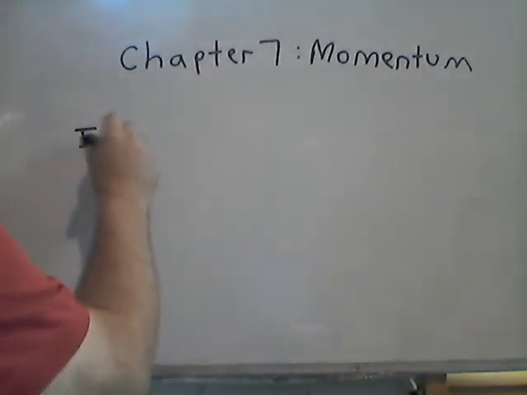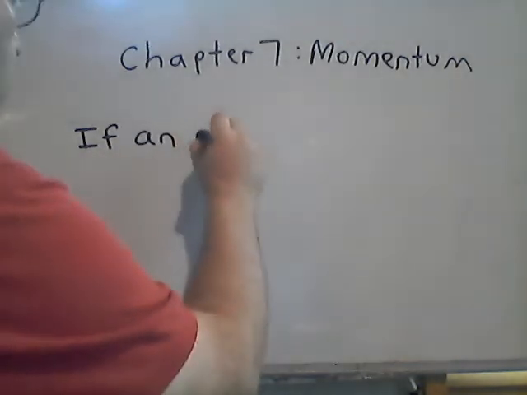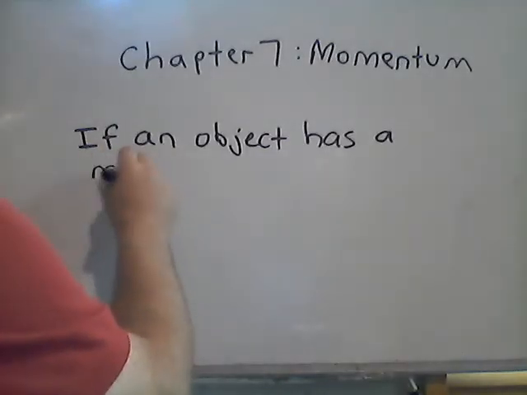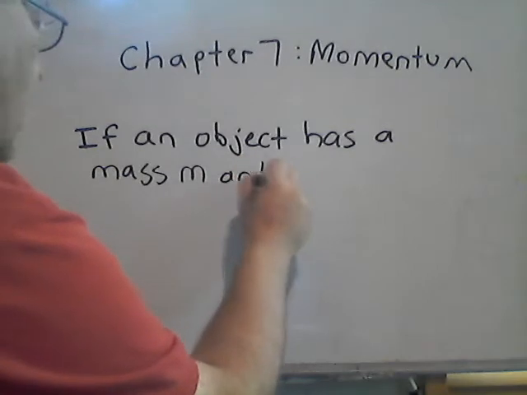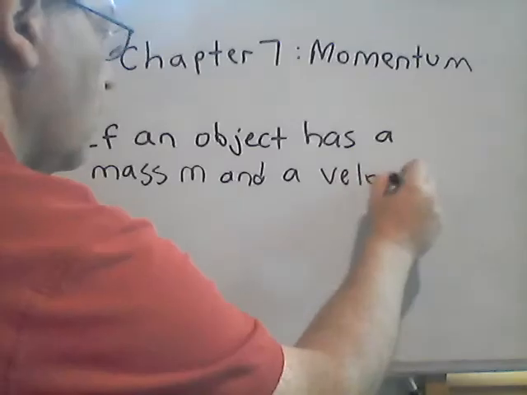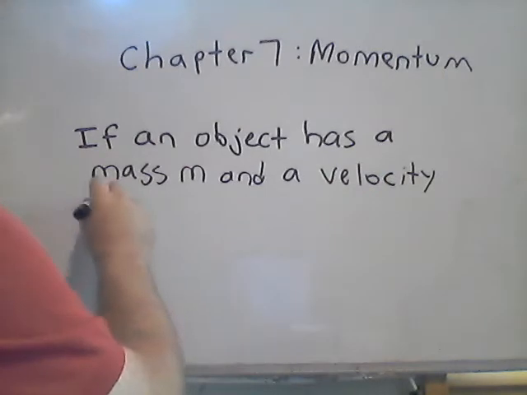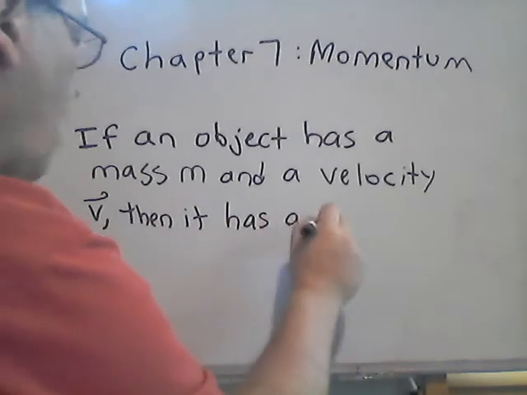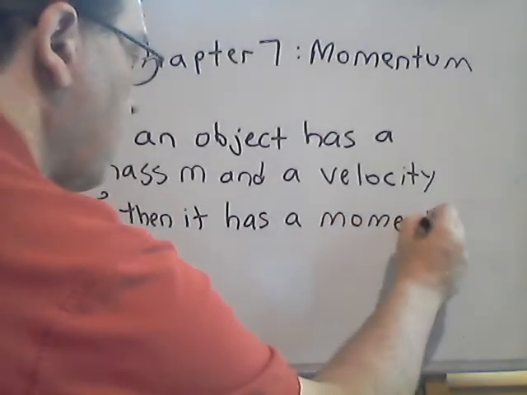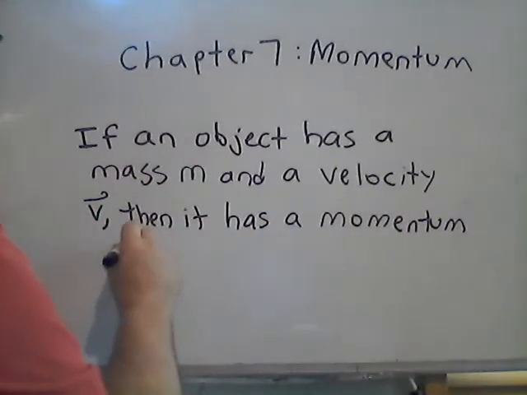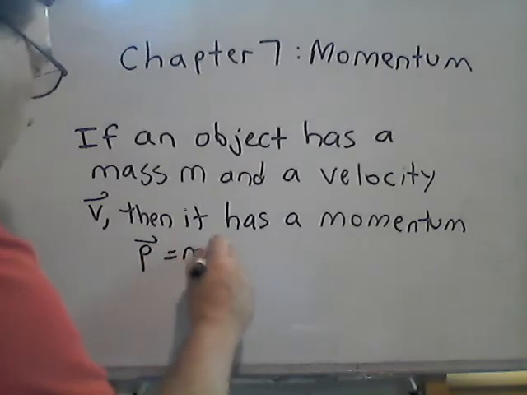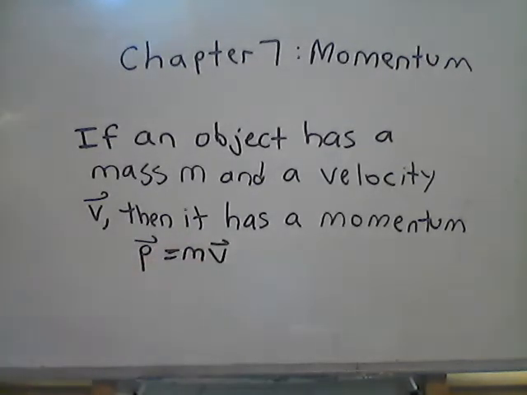If an object or system, we'll just say an object for now, has a mass m and a velocity v, then it has a momentum p. For whatever reason, physicists like to use the letter p for momentum, equals mv. Okay, that's as simple as can be. That is a definition of momentum.